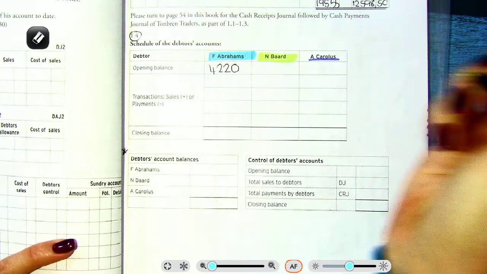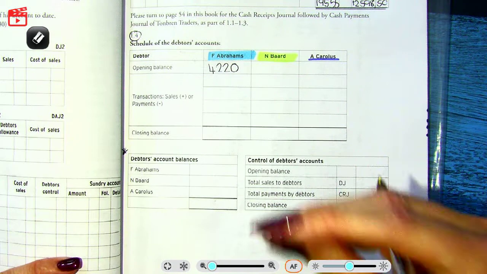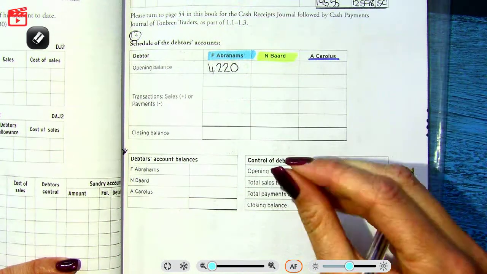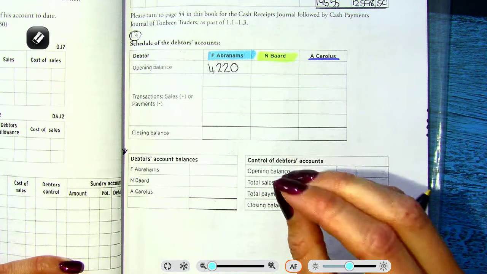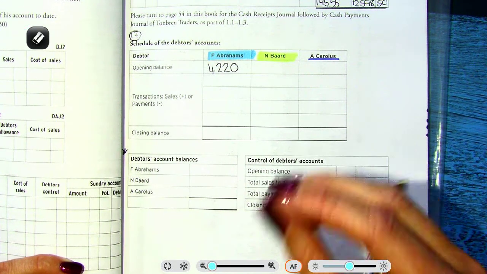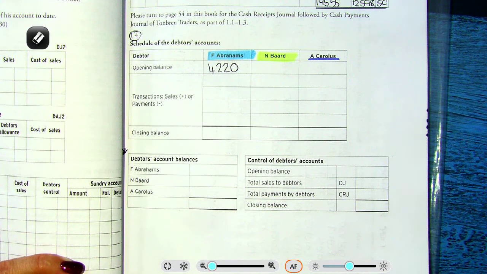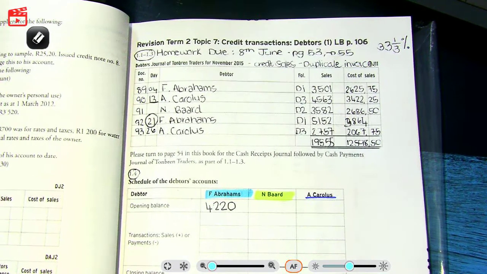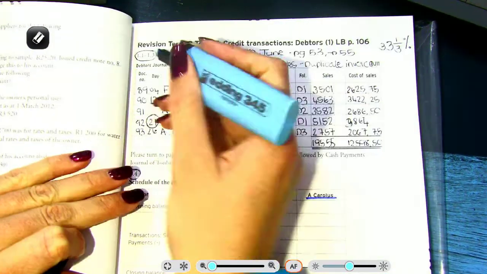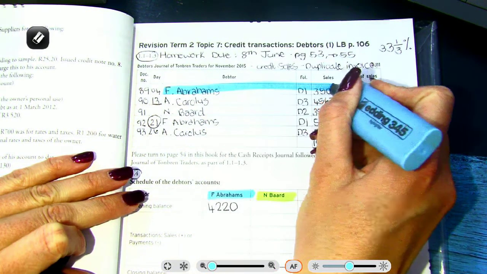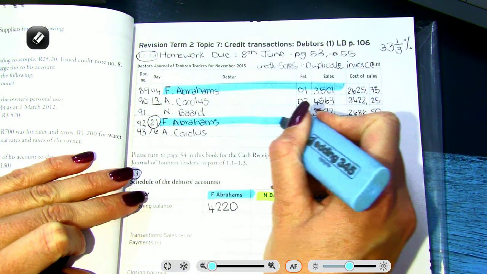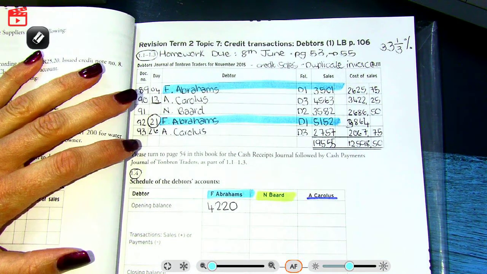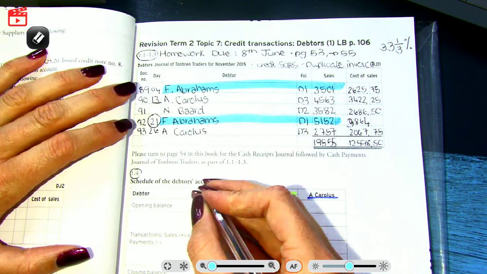Now, grade 9s, every time F. Abrams buys goods on credit, that means that he owes me more money. In which journal do we record credit sales? If we're looking at it from the business point of view, it's a credit sale. So credit sales are always recorded in the debtors journal. So we just go up here and look everywhere where F. Abrams' name is and then just highlight it.